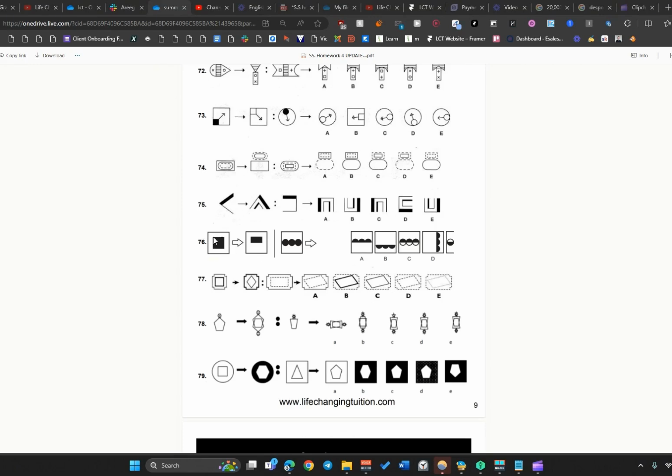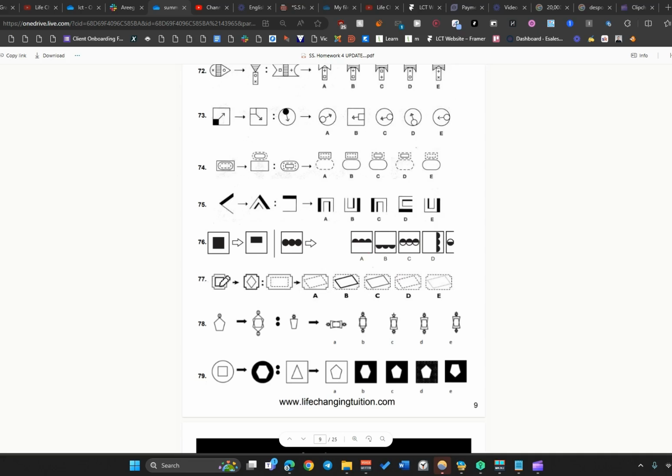So the first question over here, question 76, you can see from the left to the right, there's one thing that's changing. That's the square in the middle. So the square in the middle is getting cut in half. So what we can assume is going to happen to this one is the circles are going to get cut in half, which leaves us with A as the answer. You can see A is the answer for that.